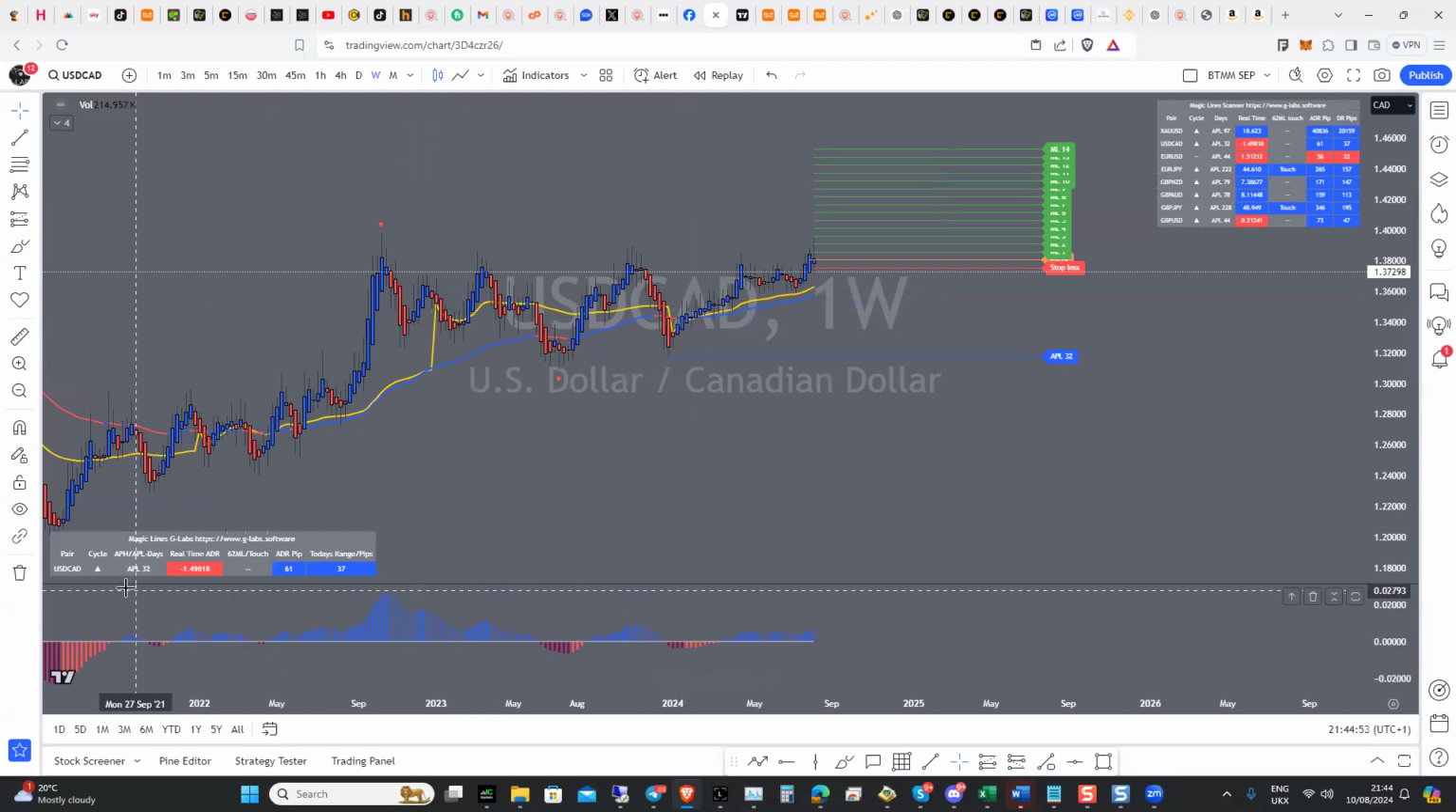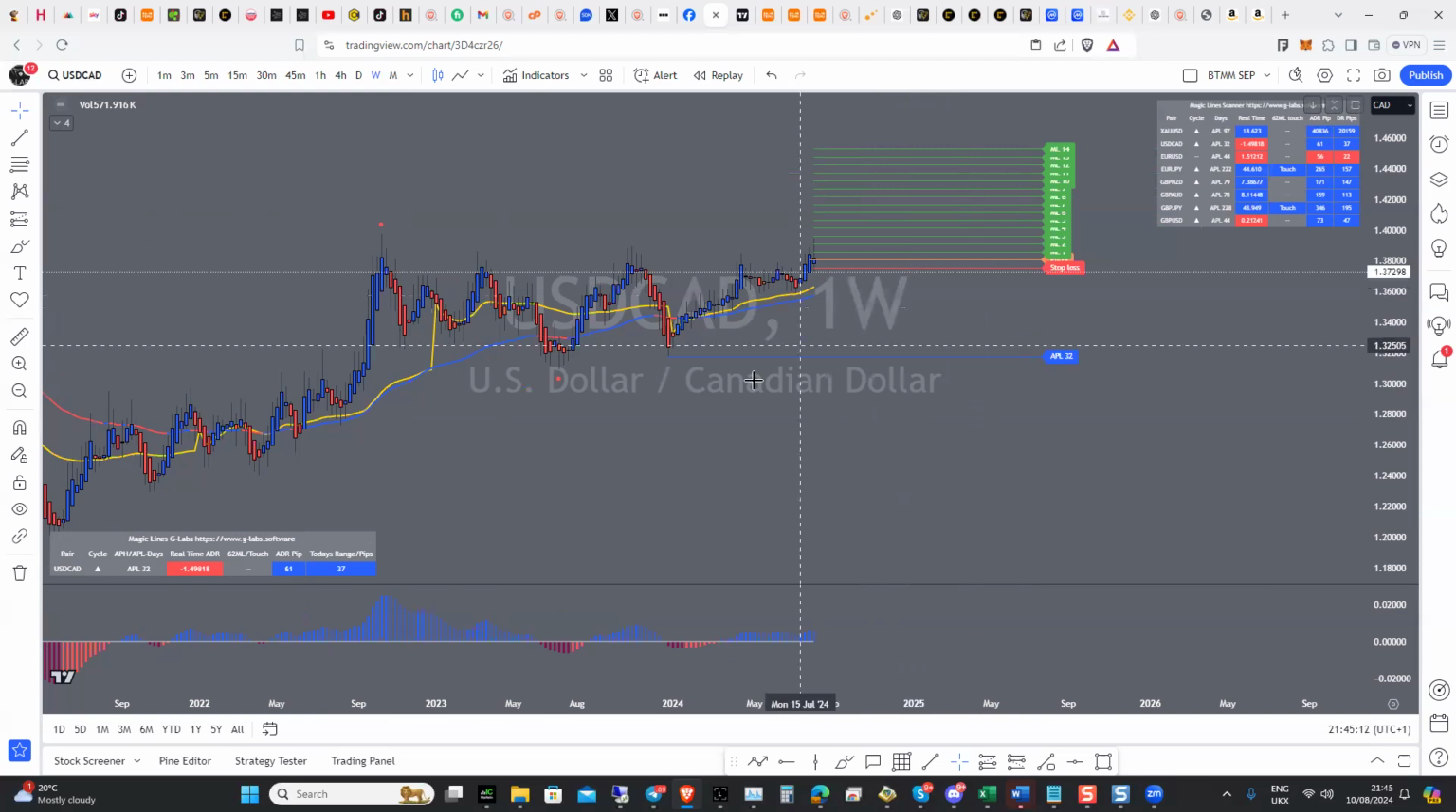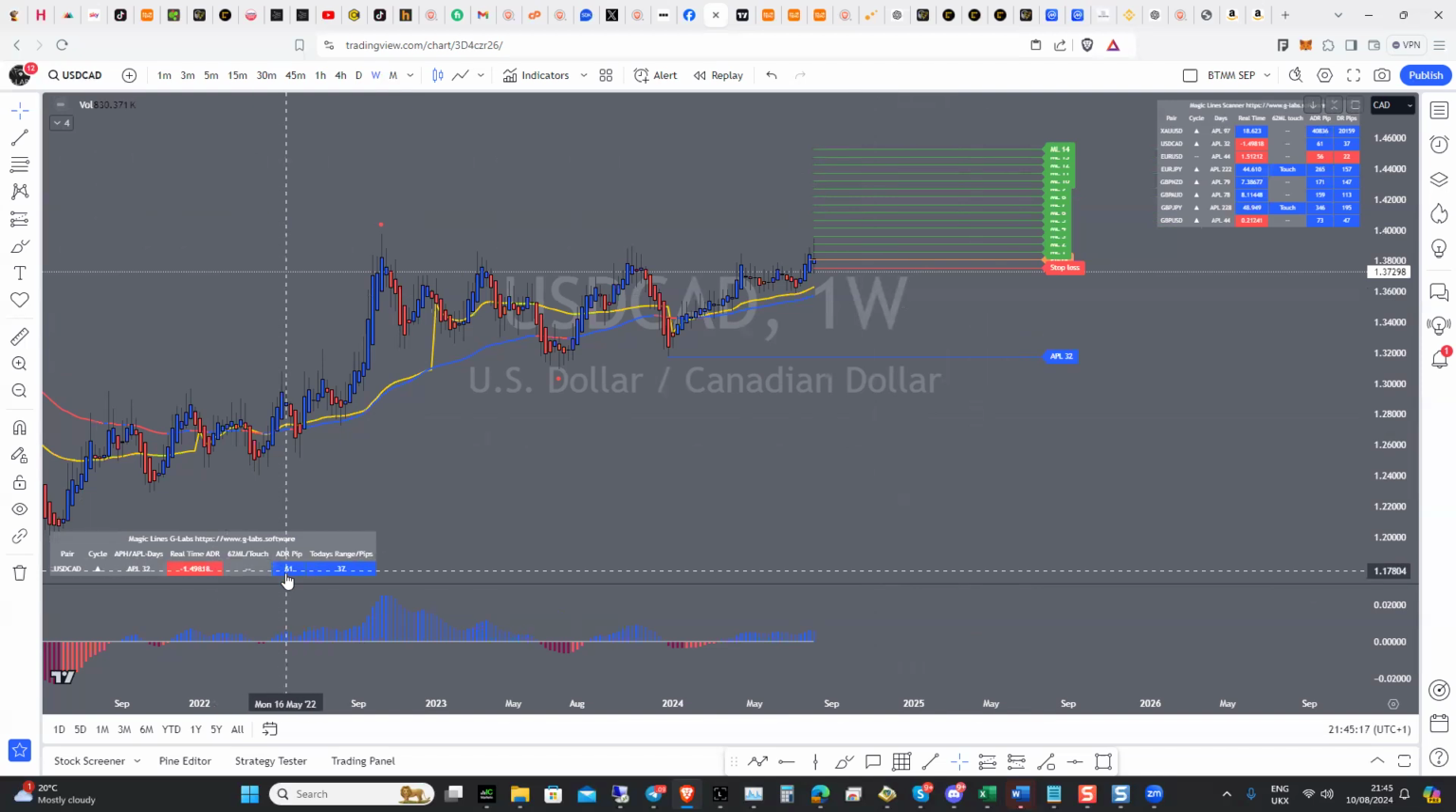We have our current pair that we're viewing down here in the table, the cycle color, how many days since that anchor point low, and the distance from our current entry line that's automatically produced by the indicator, here in average daily range. ADR is average daily range, and for this pair it is 67 pips. The total range for yesterday, I think, was 37 pips.